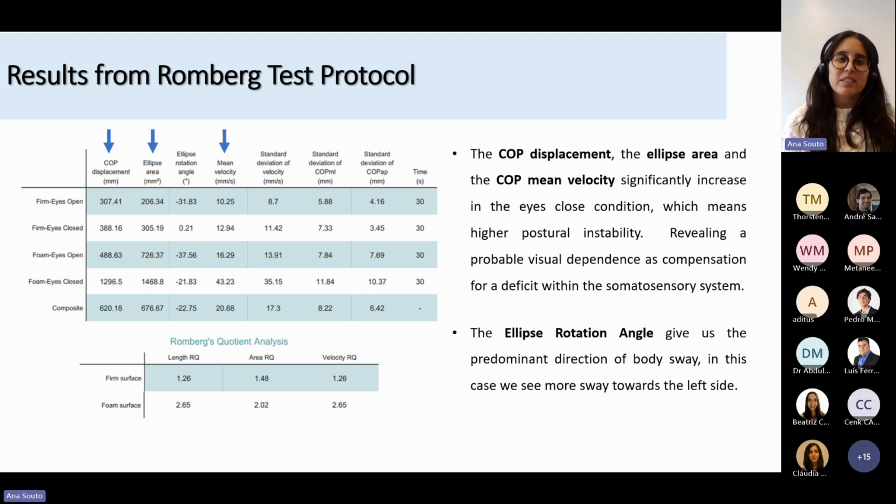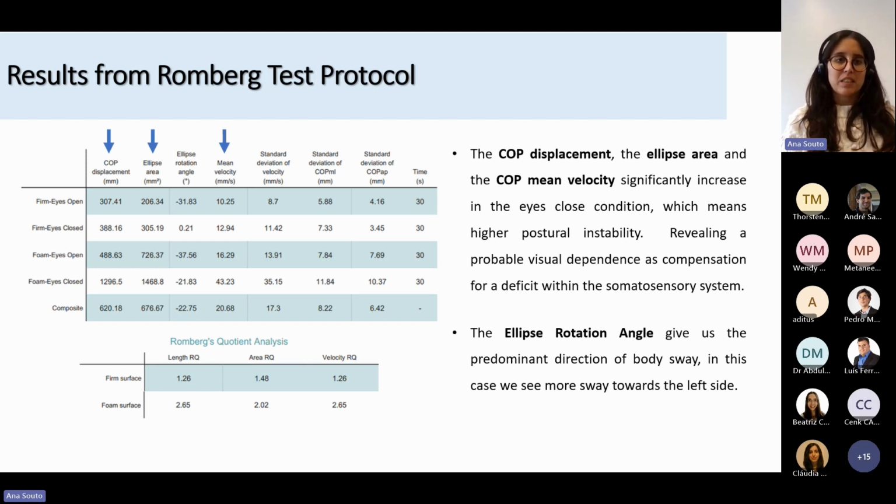And then the mean velocity. Here the goal is to have smaller values of mean velocity. If we have an increased velocity, it means that we were swaying a lot and were not able to control our body.